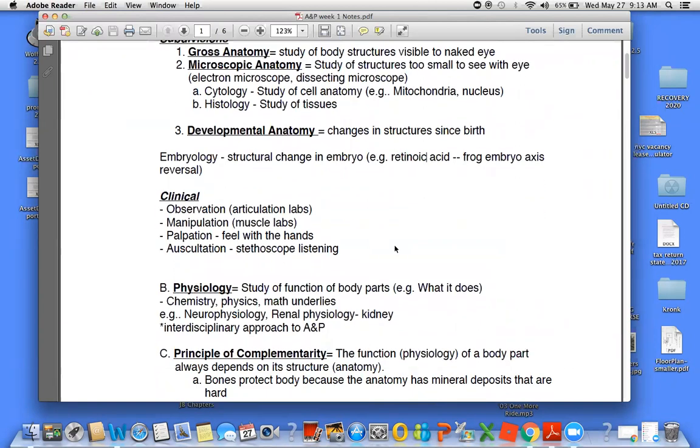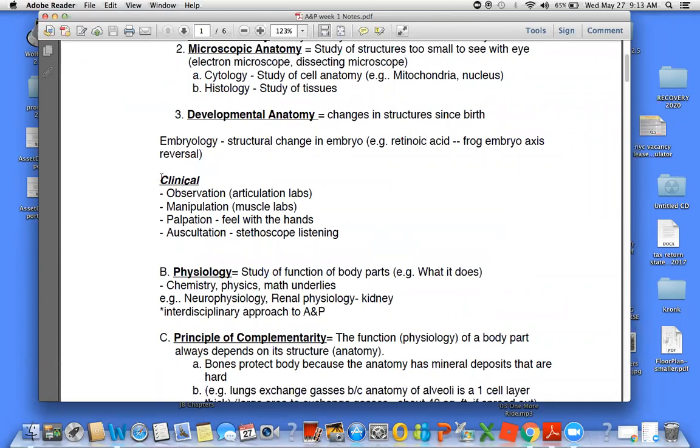So I always hearken back to my own research in my descriptions of what A&P principles are about. Now, clinical applications of anatomy are observation, manipulation, palpation, and auscultation. What do I mean by that? Well, it's all fine and dandy to know the definition of anatomy, that it's the study of structures, but how does that manifest in the medical setting?